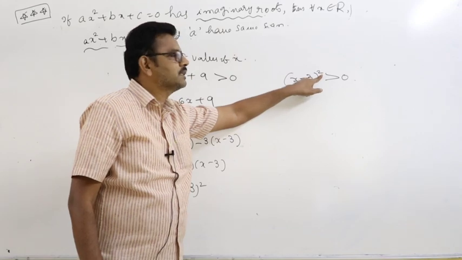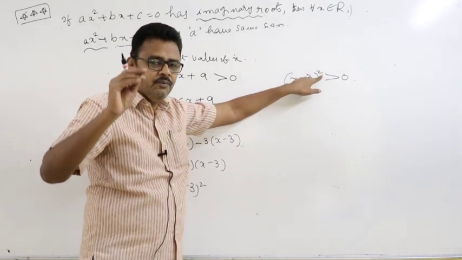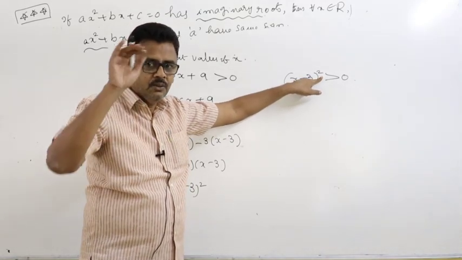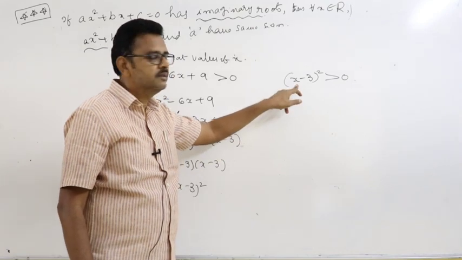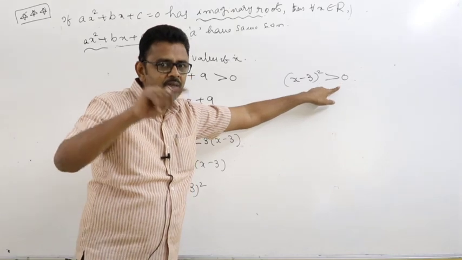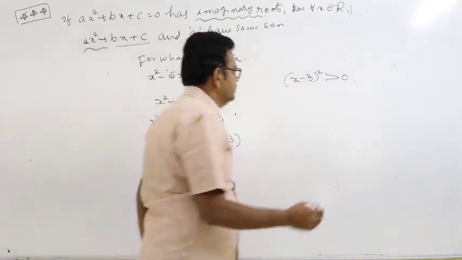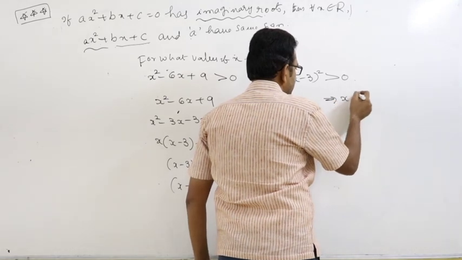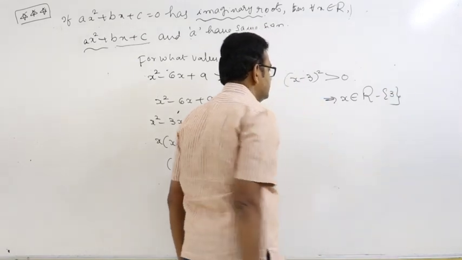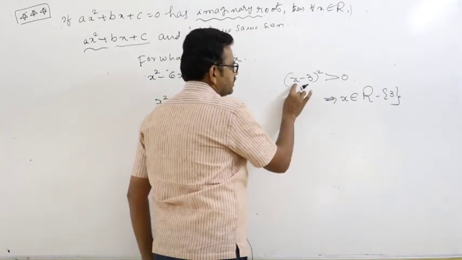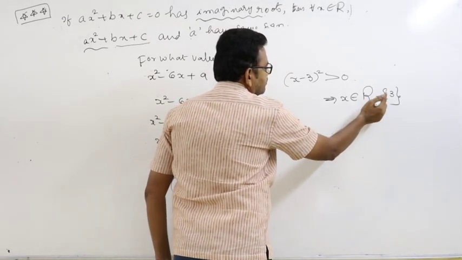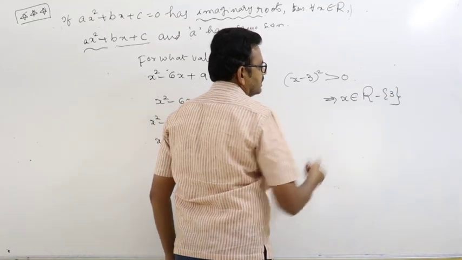This is a perfect square. For any value of x, it is always greater than or equal to 0. If I write x equal to 3, the value becomes 0. But the question is greater than only, not equal. Greater than 0 implies x belongs to the set of all real numbers except 3. This is the symbol, minus means excluding 3. That is the meaning.